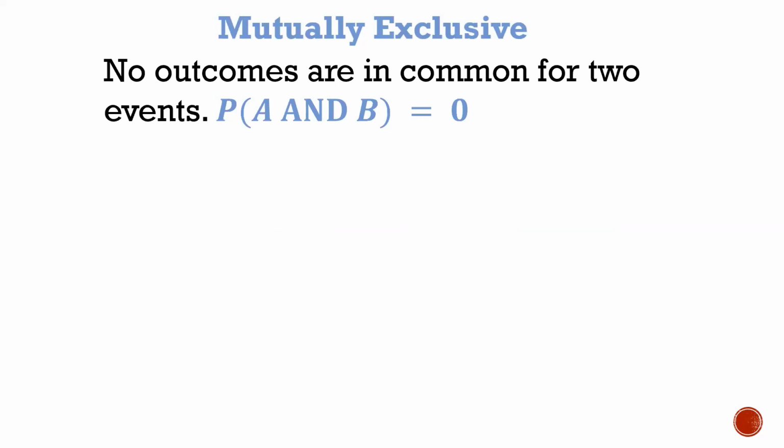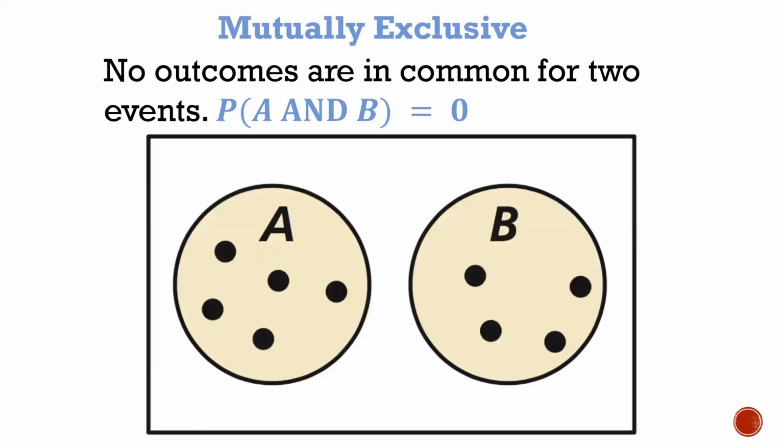Now, mutually exclusive events have no outcomes in common, right? So I said the Niners and the Chiefs winning the Super Bowl, right? Those are mutually exclusive events. So the probability of both the Chiefs and the Niners winning the Super Bowl is 0, right? Because they are mutually exclusive events. In terms of a Venn diagram, it would look like this.